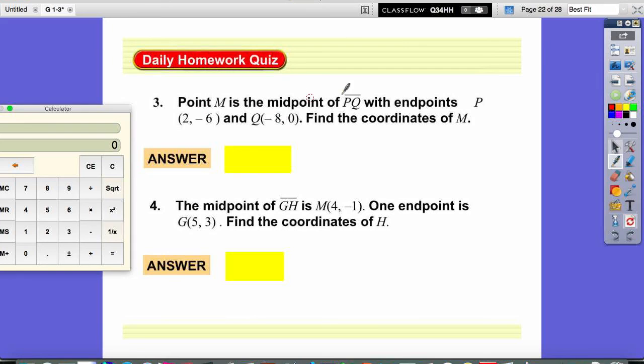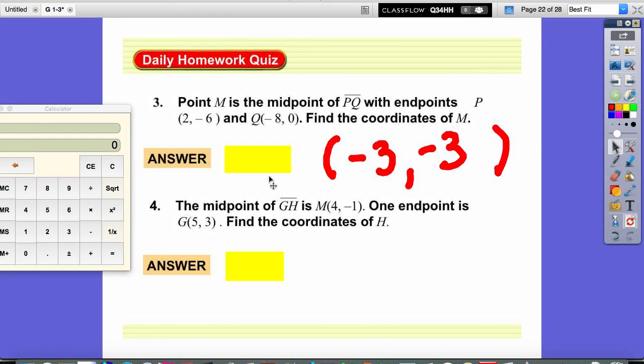So point M is the midpoint of PQ. These are the endpoints. I want to find the coordinates. To find the midpoint, I'm going to take the average of the x coordinates of the endpoints and the average of the y coordinates of the endpoints. So for the x coordinates, 2 plus -8 is -6. -6 divided by 2, because I want the average, is -3. For the y coordinates, -6 plus 0 is -6. -6 divided in half for the average is -3. So the answers are -3, -3.